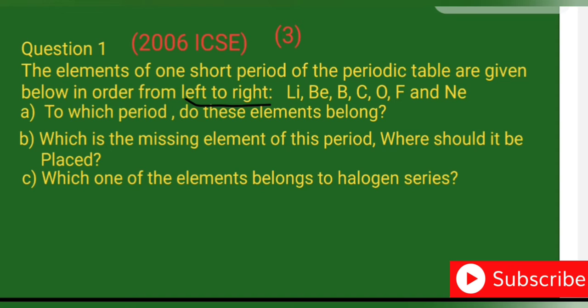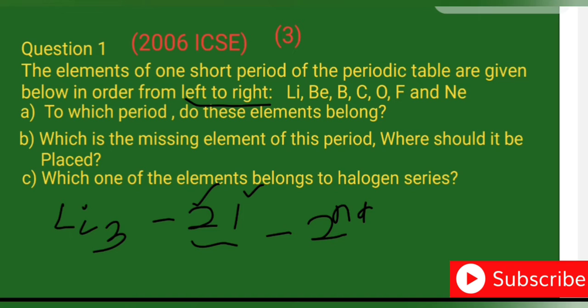To which period do these elements belong? Which is the missing element of this period? Where would it be placed? Which one of the elements belongs to the halogen series? So, first let's check lithium. We know the atomic number of lithium is 3 and the electronic configuration is 2, 1. From this it is clear that it belongs to the second period because it consists of 2 shells. Hence, it belongs to the second period. So, which period does it belong to? It belongs to the second period.